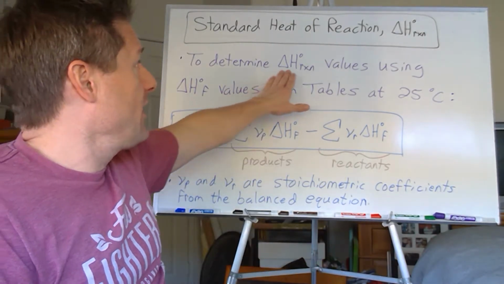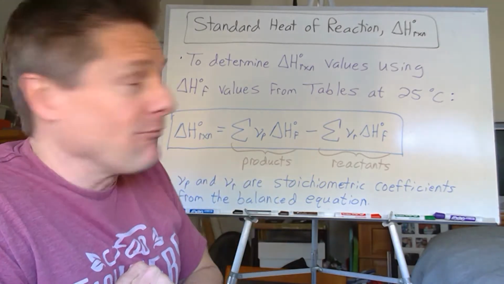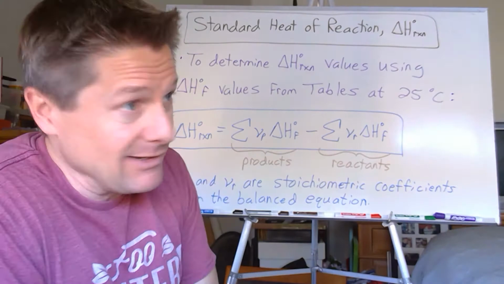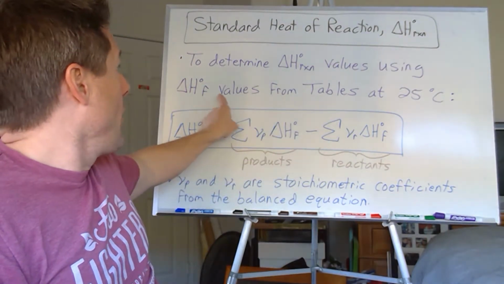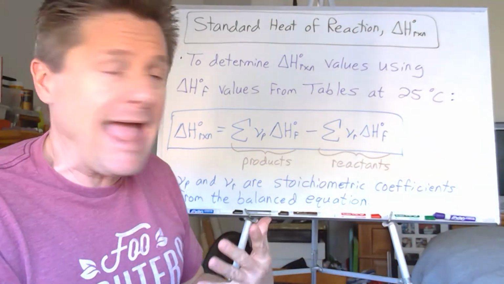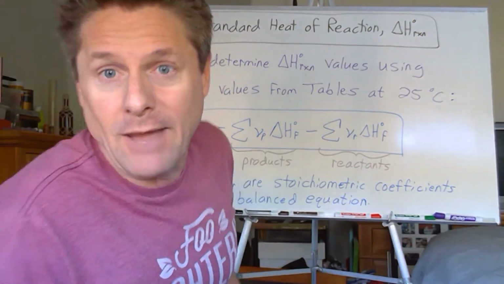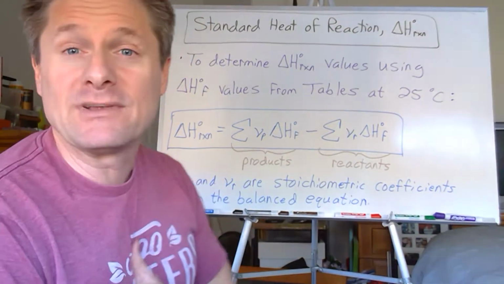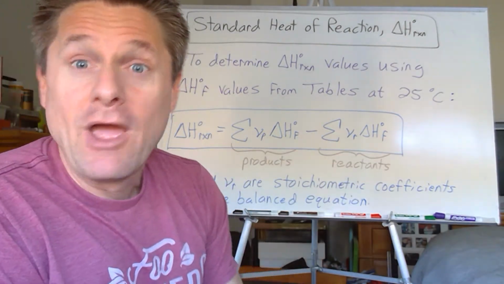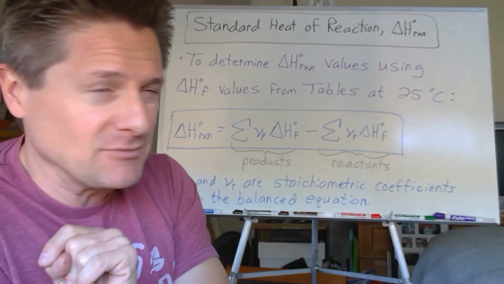But in general, if you want to determine a standard enthalpy or heat of reaction, we need a balanced chemical equation for some reaction that's occurring, doesn't matter what it is. And we want to use standard enthalpies of formation values from your appendix or some table. Usually, I've only seen the tables personally at 25 degrees Celsius or 298.15 Kelvin. We can use this equation, which should look pretty similar.